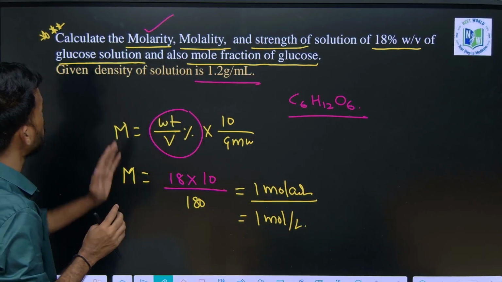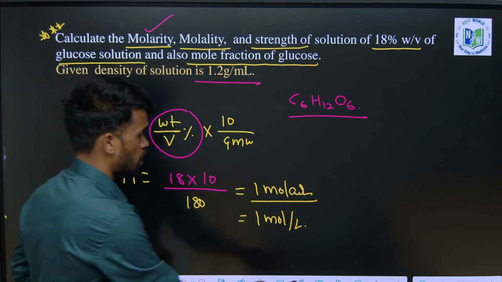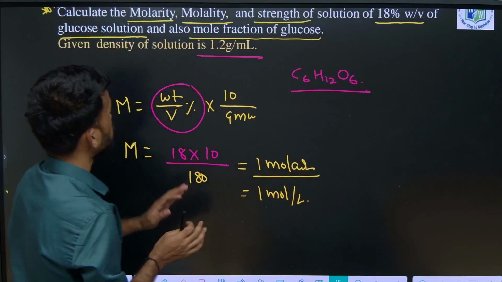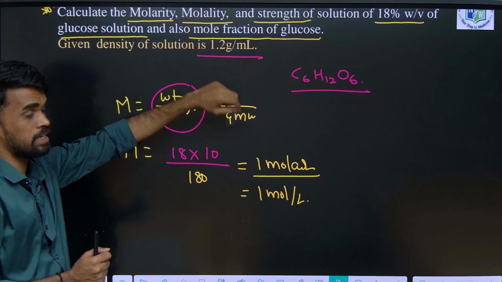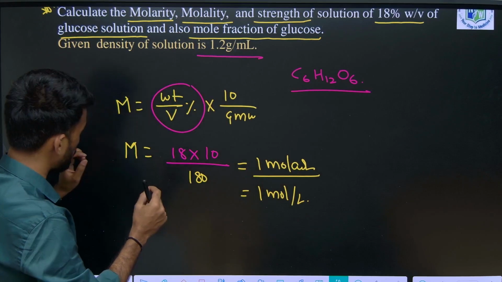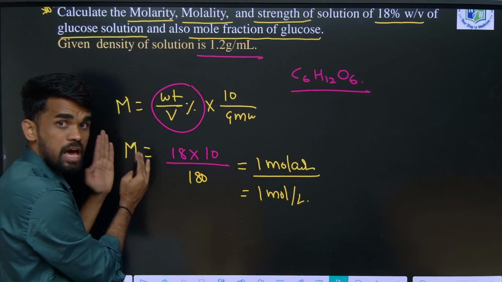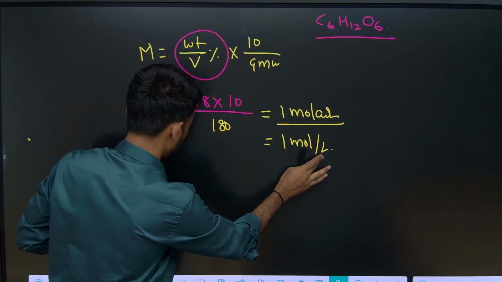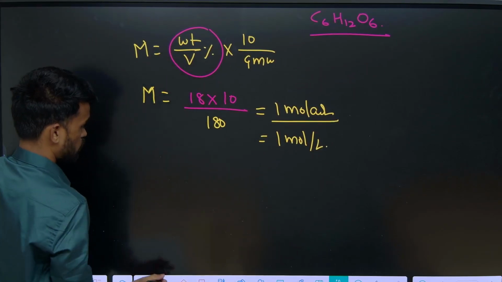I hope you got how to calculate molarity. Now I just wanted to show that for calculating molarity, we have different ways. One simplest method is that I will directly give a formula which interlinks molarity with molality. So what is the relation?